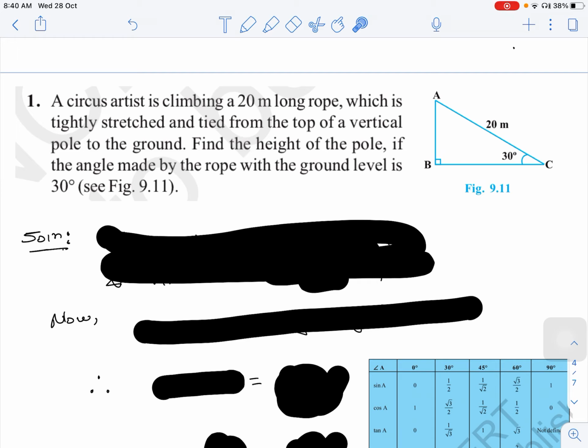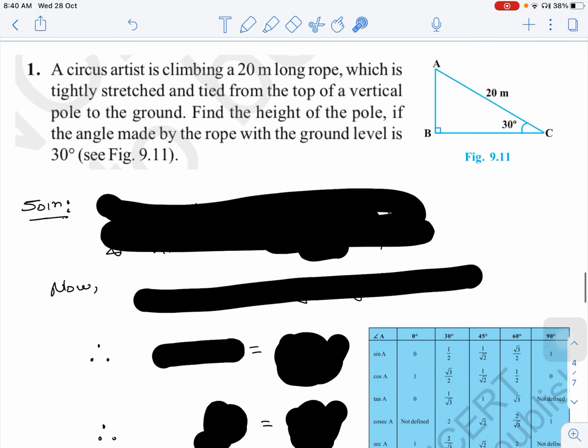Further it is given: find the height of the pole if the angle made by the rope with the ground level is 30 degrees. Now, this one is our rope. If it is tied over here, then with the ground level it is making an angle of 30 degrees. With this given information, we have to find the height of the pole, that is AB. So, let us solve it.